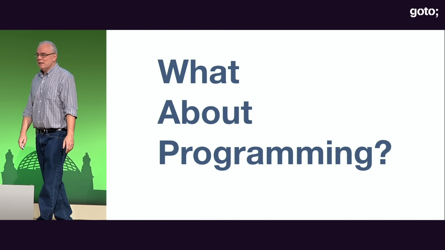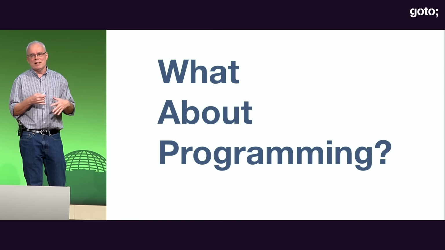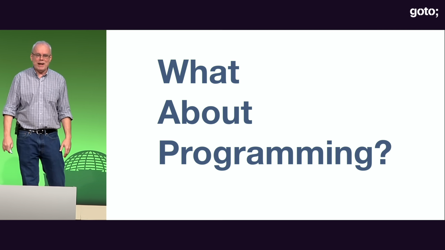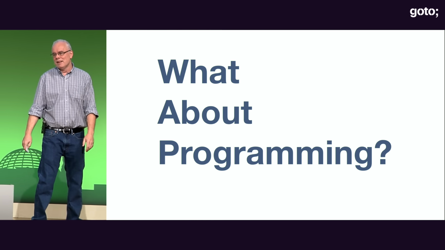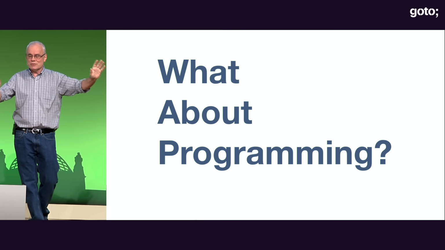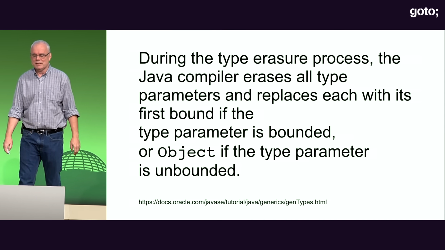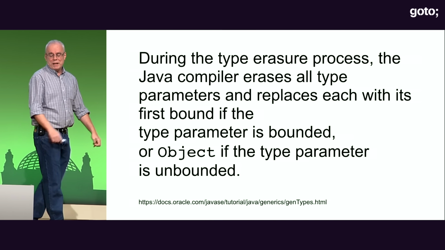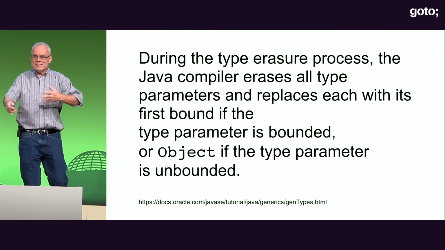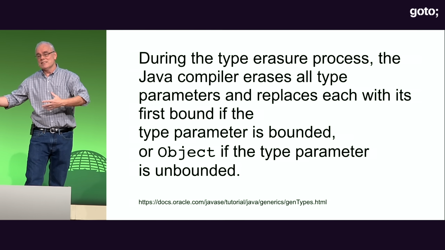Well, what about programming? Is programming, and by programming I mean sort of the traditional kind of mainstream object-oriented programming, is that getting messy? Does that need refactoring? I think maybe it does. And so you remember I said, oh, it works this way except on Tuesdays, Thursdays, and Saturdays, right? That's one of the signs. Well, this is from the Java tutorial. During type erasure's process, first bound if the type parameter is bound, or object if the type parameter is unbounded, right? It has that feeling of sort of ad hocness, the Tuesdays, Thursdays, and Saturdays thing.